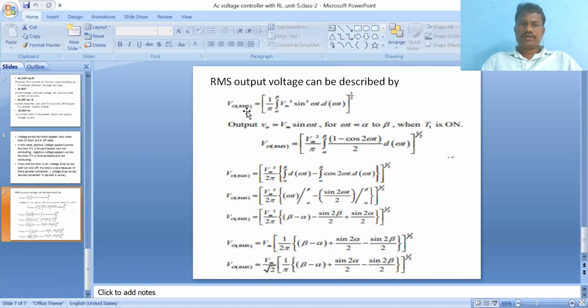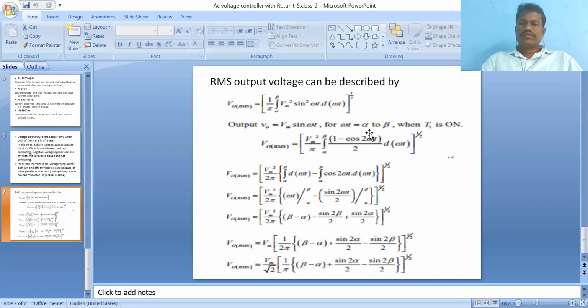Here I take V naught RMS. Why 1 by pi? The numerator is the number of pulses in one cycle, the denominator is the total time period. In one cycle we get 2 pulses, so 2 by the time period of one cycle, 2 pi; the 2s cancel and we get 1 by pi. The limits are alpha to beta, or alpha to pi plus alpha; both are the same. Vm squared sin squared omega t d omega t, whole to the power 1 by 2.